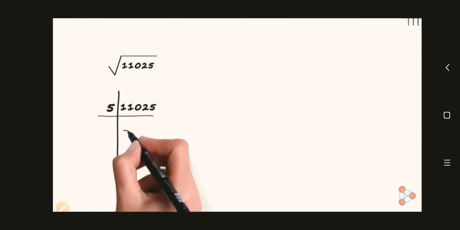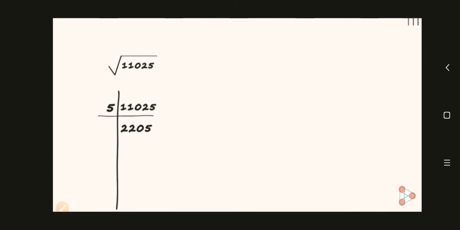So 5 multiplied by 2,205 gives us 11,025. This number again is divisible by 5. Hence, we write a 5 here. And 5 multiplied by 441 gives us 2,205. Of course, you would take a bit more time to find the numbers here, but that's perfectly alright. And remember, we keep just the prime factors on the left-hand side.